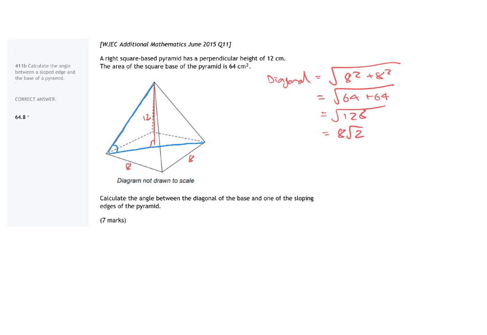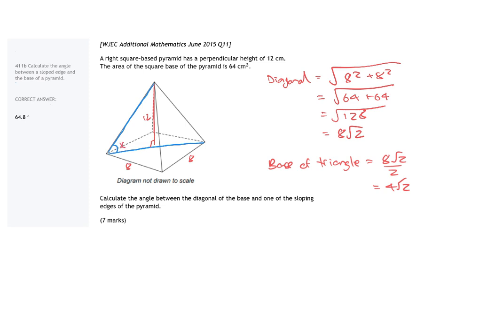Now, I don't want the whole of that, because that's the distance that goes all the way across here. I want half of it. So I want the base of my triangle, so the base of the triangle is just half of that. So it's 8 root 2 over 2, which is equal to 4 root 2. My angle I'm going to call x.